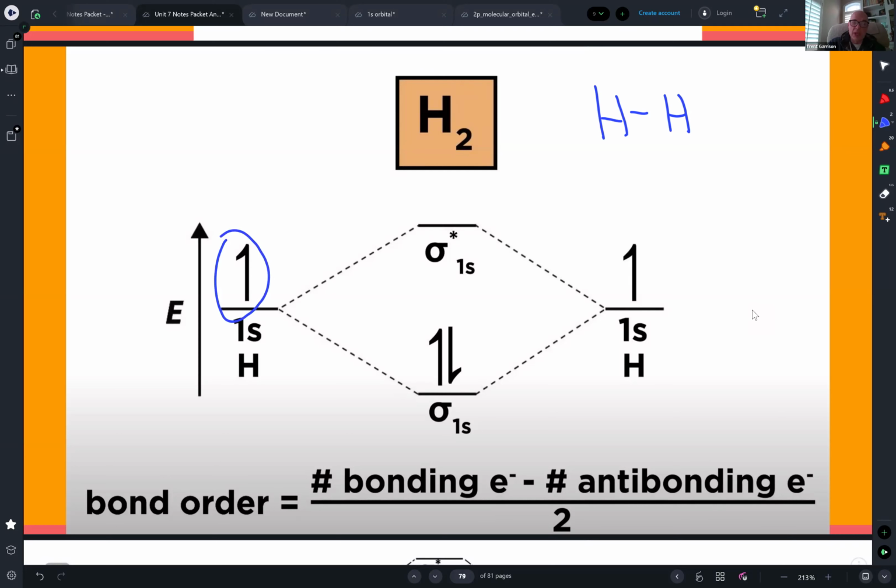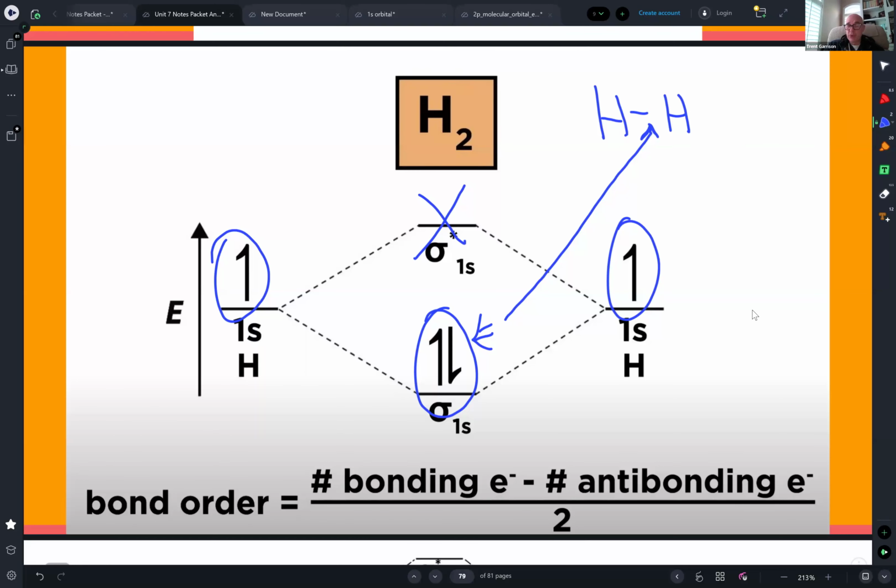Hydrogens each are element number 1, so here's 1 and here's 1. They have a total of 2, and these 2 make the single bond that we show in the Lewis structure. There are no antibonding electrons, so that's the reason why this hydrogen molecule can occur.